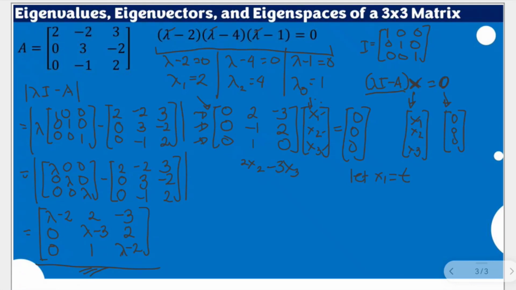Since it's already t, let me continue with the rest of the process now. I'm going to jump to the third row. Of course, 0 times x sub 1 is 0 x sub 1. You will have x sub 2. Then 0 times x sub 3 is also 0.